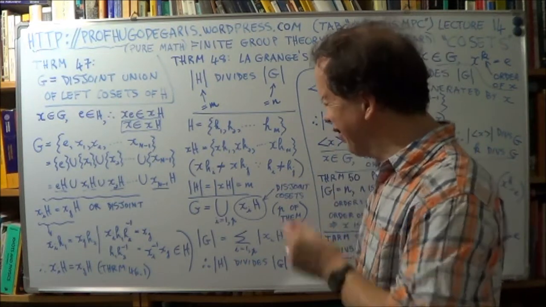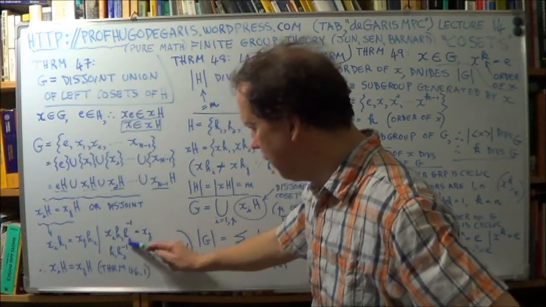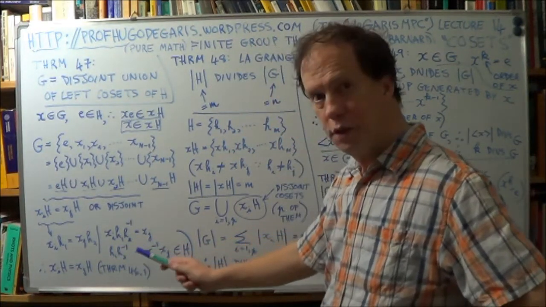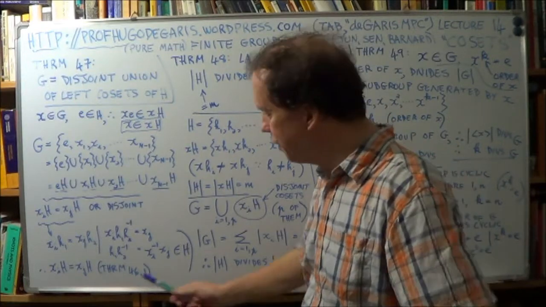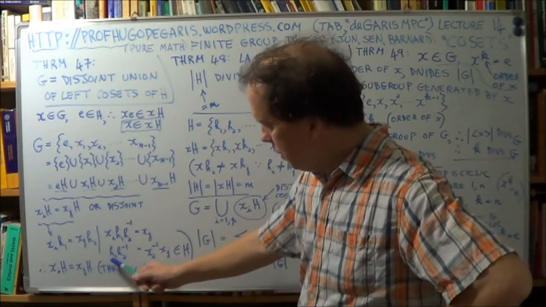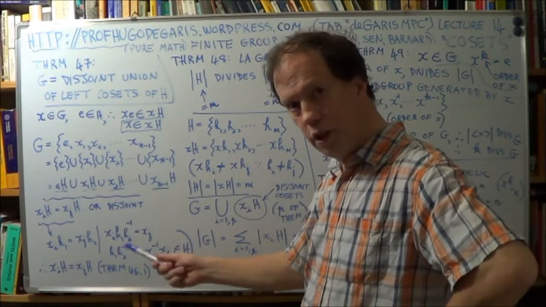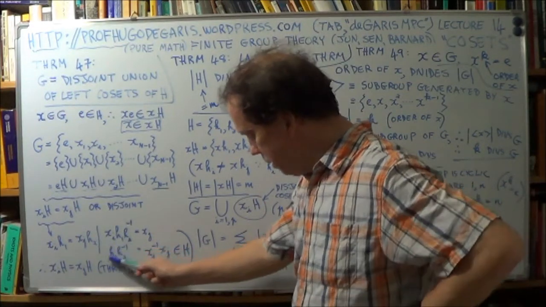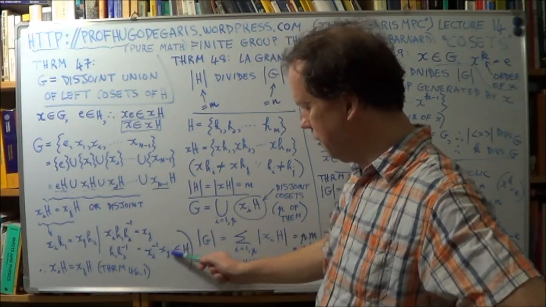Now, this here belongs to H. H is a subgroup, therefore it's a group, therefore it's closed, and therefore this product here belongs to H because H is closed. So this belongs to H, and therefore this belongs to H.